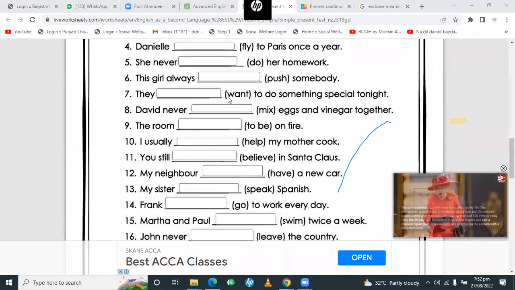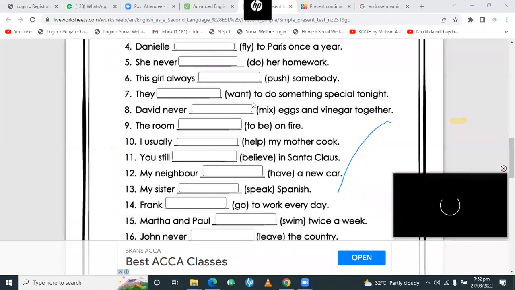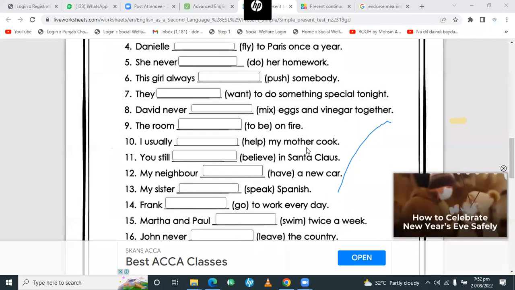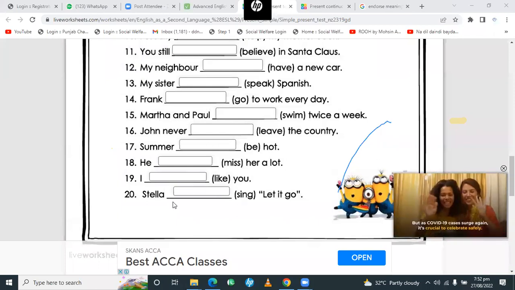Convert it into interrogative. Same sentence. They don't want to do something special tonight. Write the complete sentence in the chat box. Interrogative. Do they want to do something? Yes. Do they want to do something special tonight? Okay, good. Now, last sentence, we have Stella dash sing, let it go. What you'll write here? Stella sings.